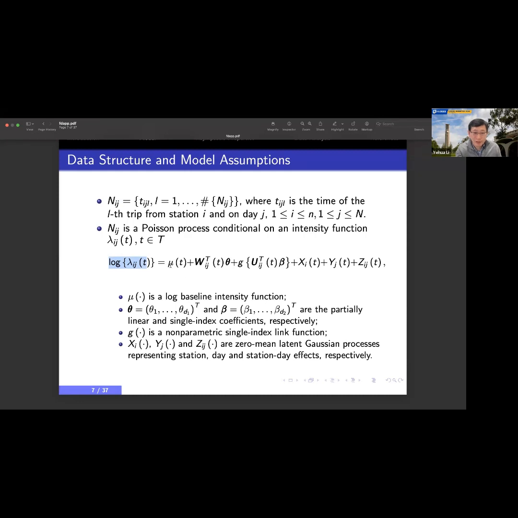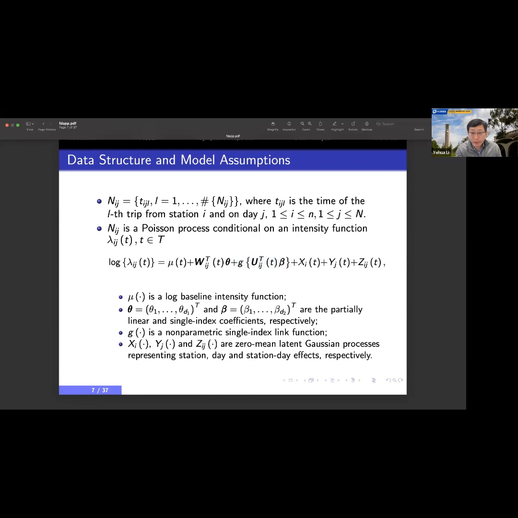There are different parts. Mu is the log baseline intensity function, and this linear form is a partially linear form. W is an observed vector of covariates, and U is another collection of observed covariates, but there might be some nonlinear effect. So the third term here is a single index structure. Theta, suppose the dimension is D1, is the partially linear coefficient vector, and beta, suppose the dimension is D2, is the single index coefficient.